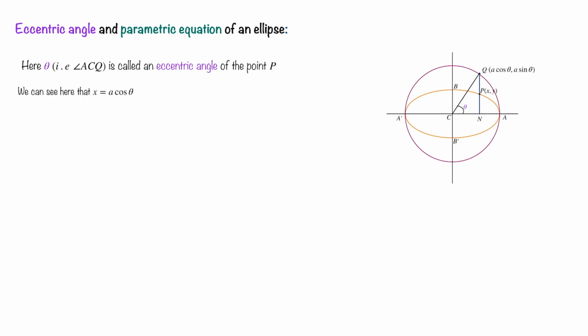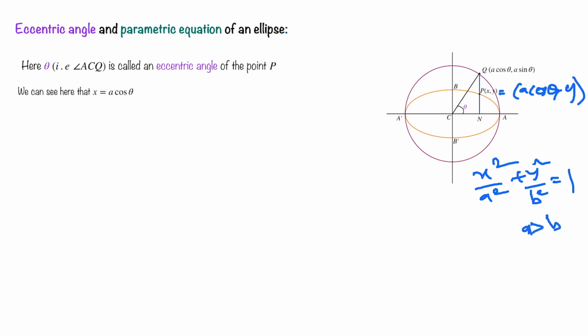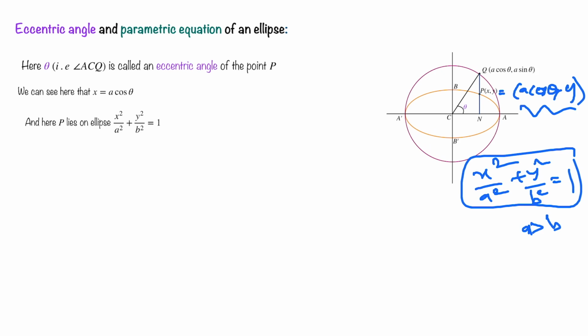Question is, what about y? Here we understand now this is a cos theta. Question is, what is y? We also know that this is a point on the ellipse. What is the ellipse here? Ellipse equation, x square by a square plus y square by b square equal to 1, a greater than b case. Since a cos theta comma y is a point on the ellipse, if I substitute in this equation, it must satisfy. So P lies on the ellipse, x square by a square plus y square by b square equal to 1. When I substitute this a cos theta comma y here, we have a square cos square theta by a square plus y square by b square equal to 1.